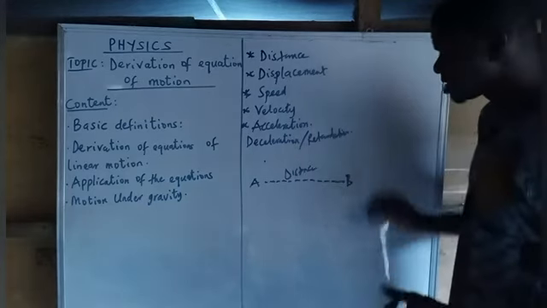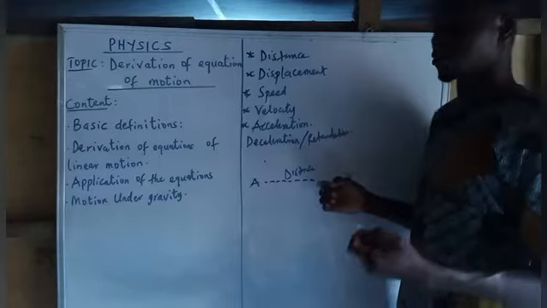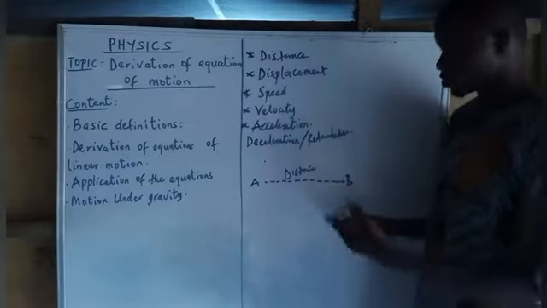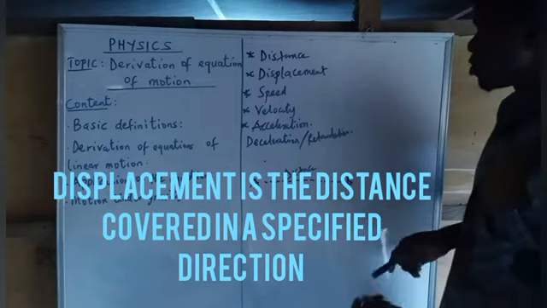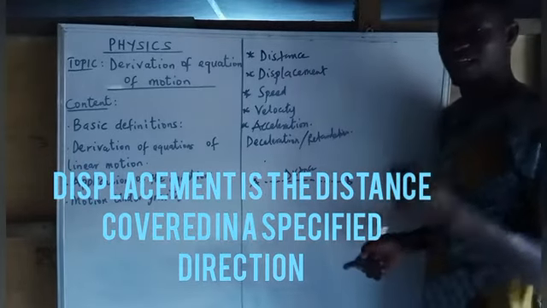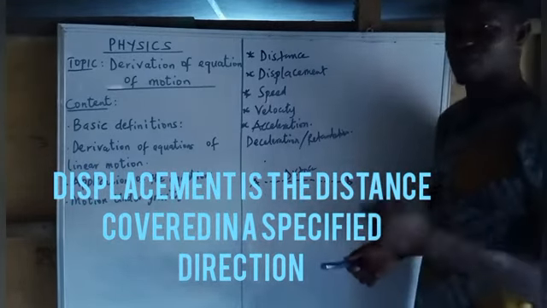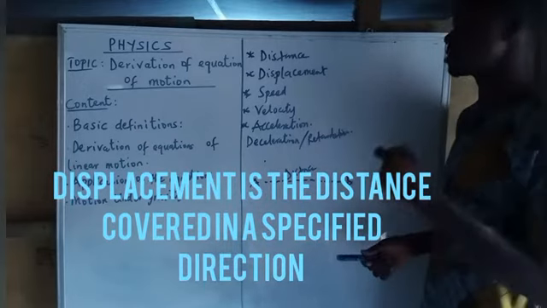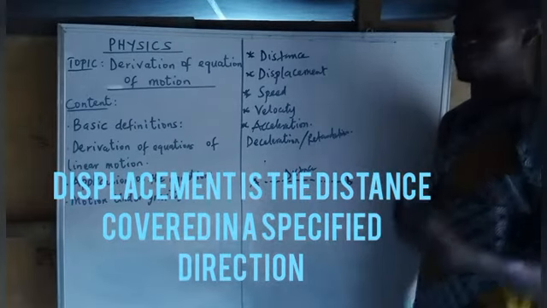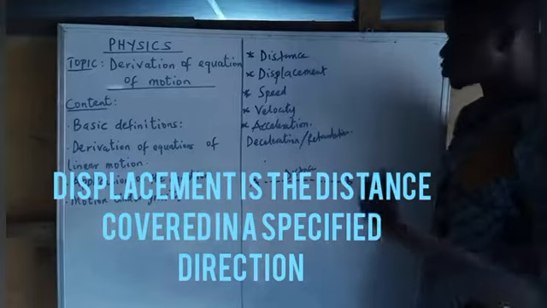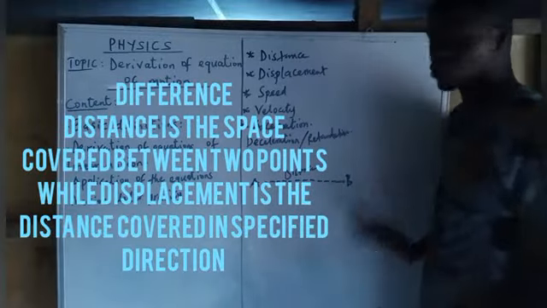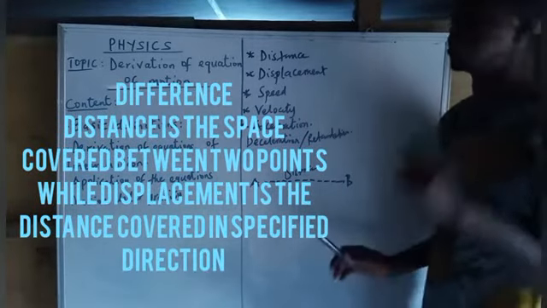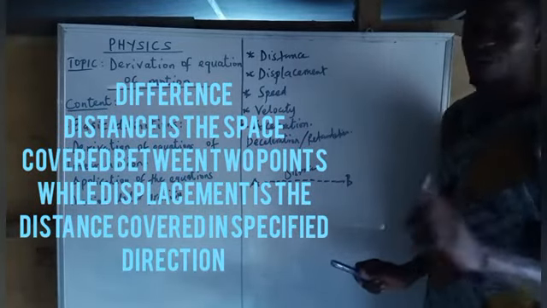So you can say distance is the space covered between two or more bodies, while displacement is the distance covered in a specified direction. I repeat, displacement is the distance covered in a specified direction. So you may ask, what is the difference between distance and displacement? Distance is the space covered between two points, but displacement is the distance covered in a specified direction.